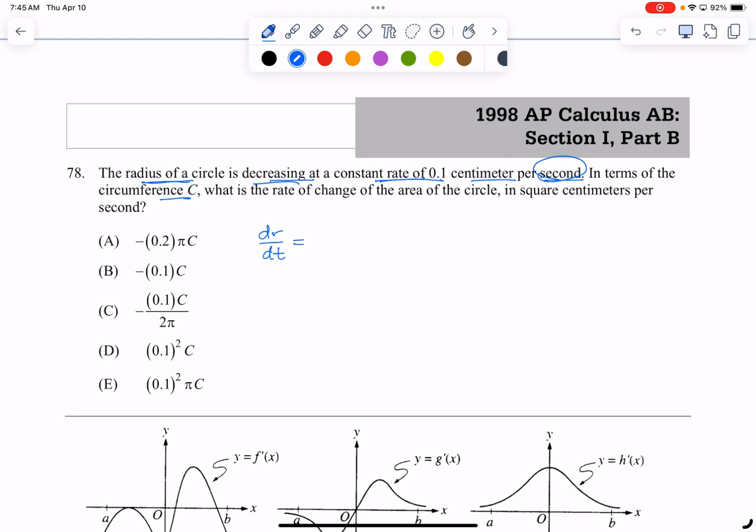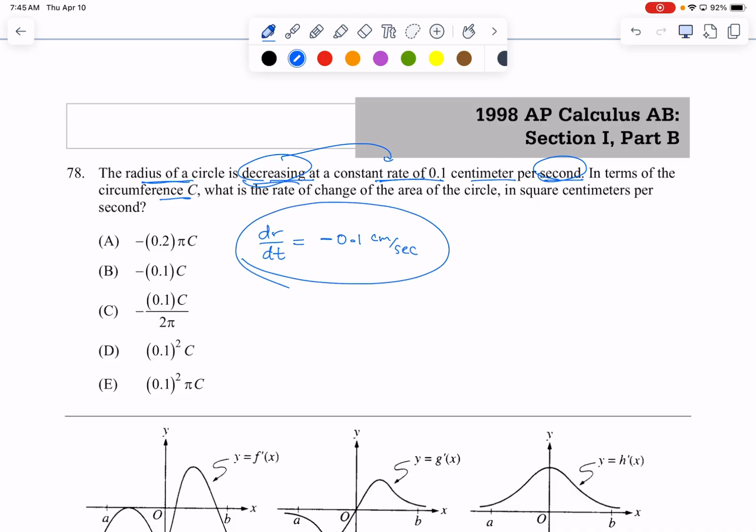This is why it's good to go through this, because we have to review this stuff. Decreasing, negative or positive? Yep, decreasing at a constant rate. So it's negative 0.1 centimeters per second. In terms of the circumference, what is the rate of change of the area of the circle, in square centimeters per second? Okay, what is the rate of change of the area of the circle in square centimeters per second? So I want to know in terms of the circumference.